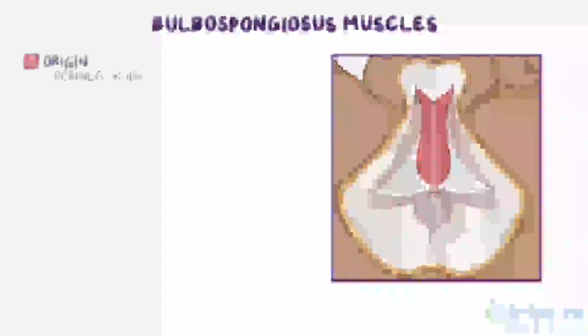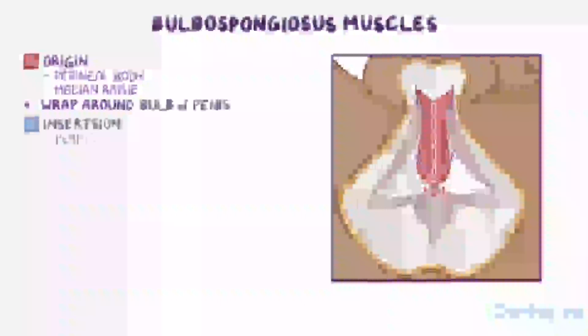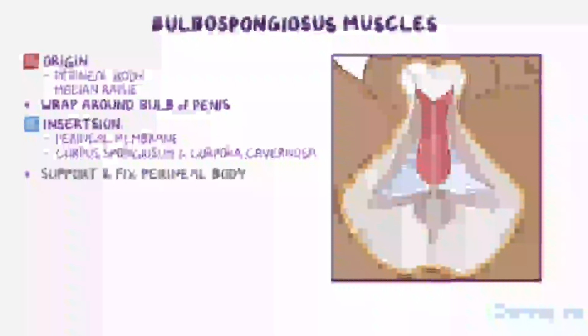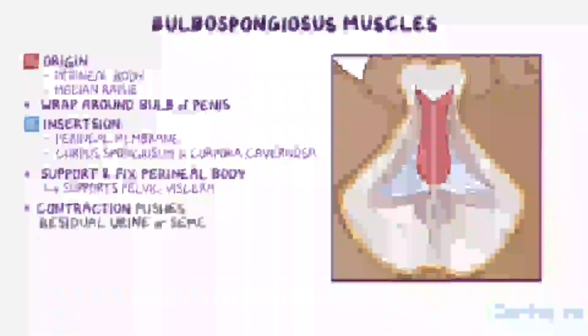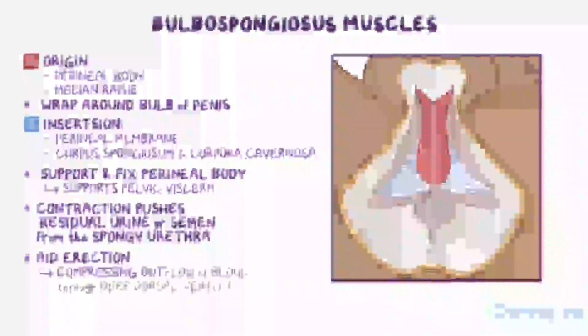Next are the bulbospongiosus muscles. They originate from the perineal body and each side of the median raphe that extends along the midline of the bulb of the penis. They wrap around the bulb of the penis to insert into the perineal membrane and the corpus spongiosum and corpora cavernosa. These muscles also support and fix the perineal body, which, as we said, supports the pelvic viscera. The contraction of the bulbospongiosus muscles pushes the residual urine or semen from the spongy urethra. Finally, they aid in erection of the penis by compressing the outflow of blood through the deep dorsal vein of the penis and by pushing blood through the body of the penis.